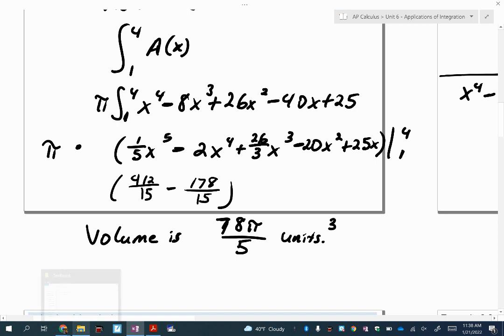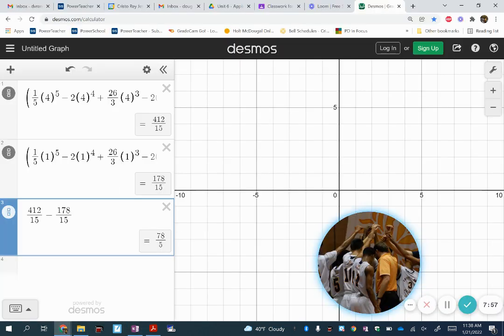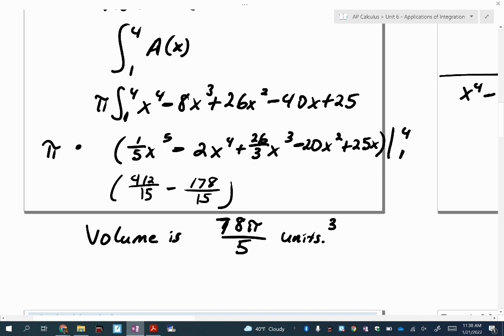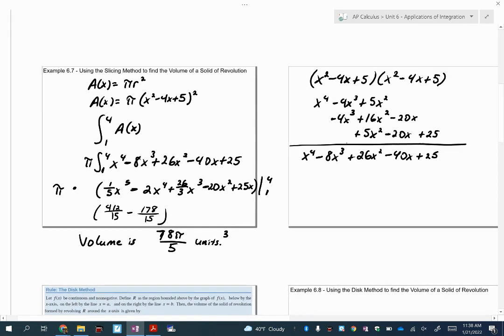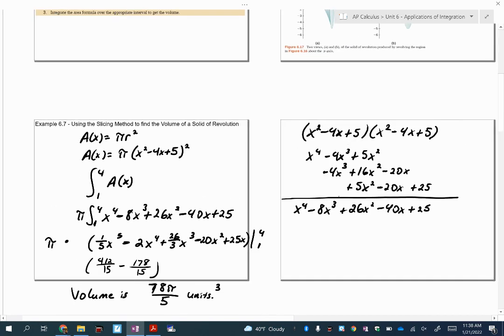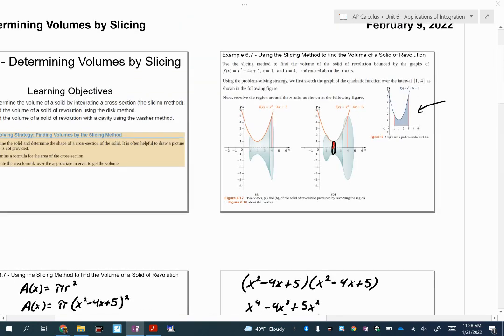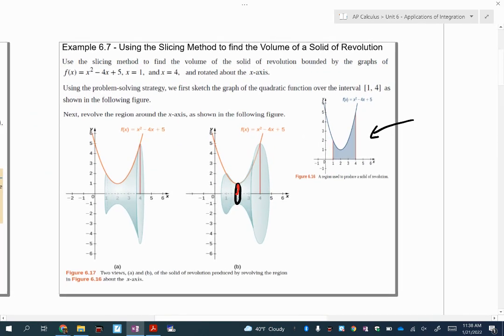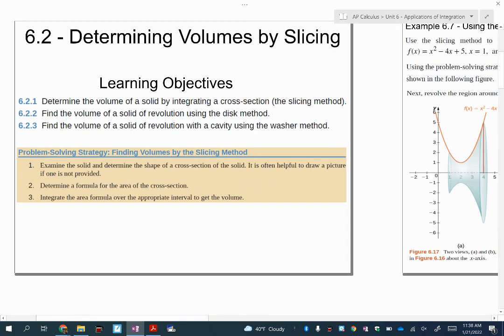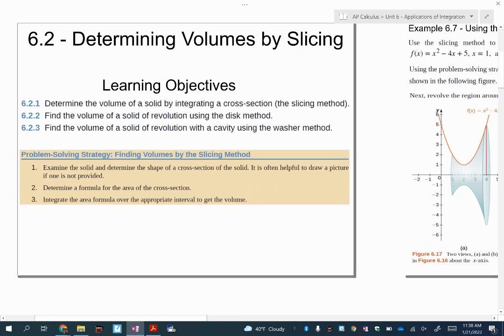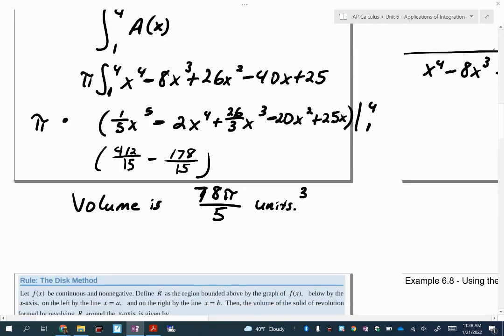All right, so there we go for the first one. We have 78 fifths. Don't forget to put the pi in there. So that's it for the first one. That is finding a solid of revolution. This is called slicing because if you go back to what I did here, I sliced just a piece of it to get the cross section, and I found the area of that slice, that subsection, was the area of a circle. Then I found the integral of that on my limits of integration 1 to 4.